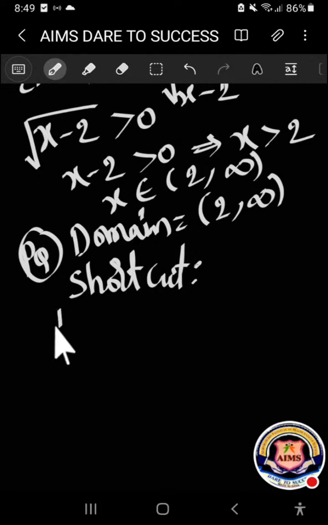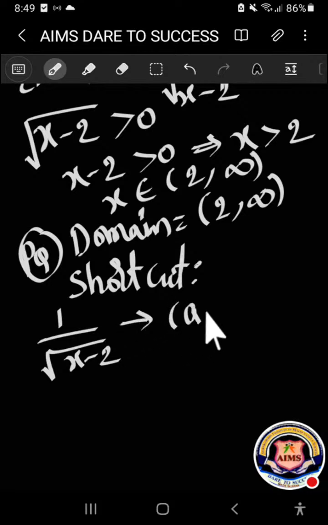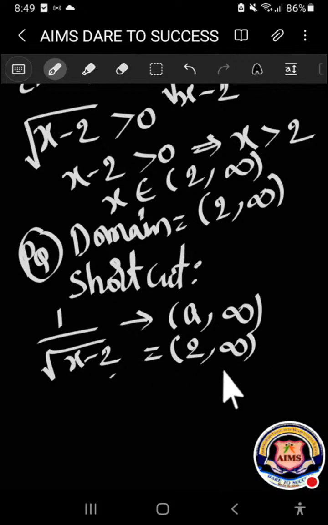Directly, 1 divided by under root of x minus 2 is there. So if you have it like this, the answer is the open interval a comma infinity. So what is a here? 2. So the domain is equal to 2 comma infinity, which is the required answer.